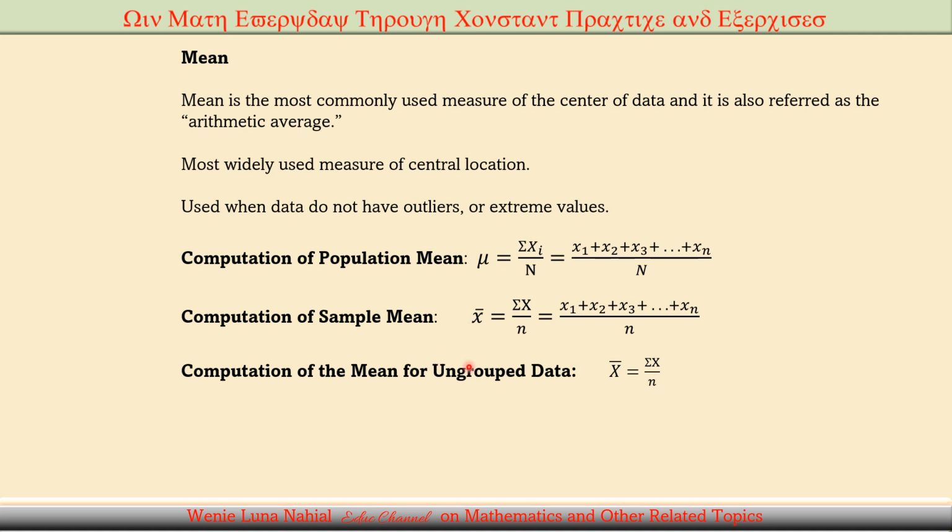Then for the mean for ungrouped data, you still use the X bar. For the mean for grouped data, it is also X bar, but here you have to multiply the frequency count and the observation, divided by the number of observations.